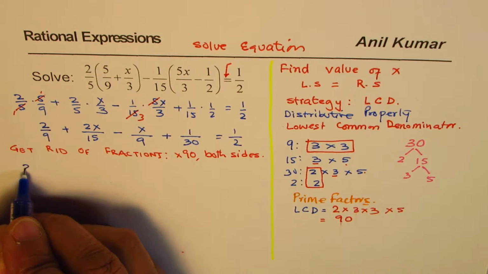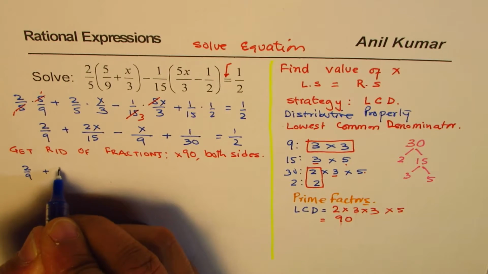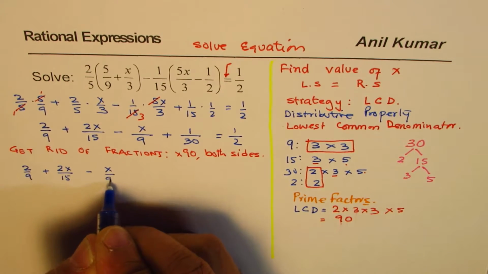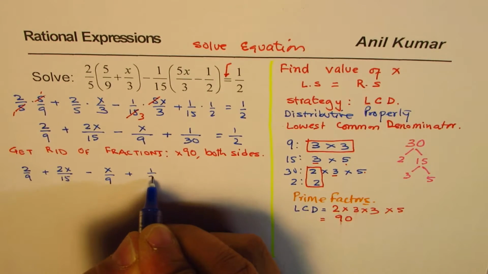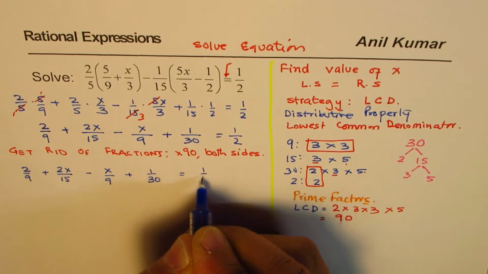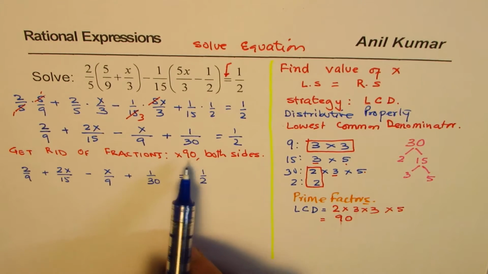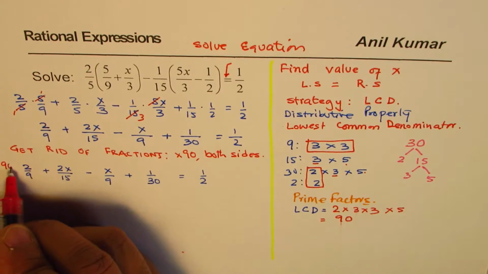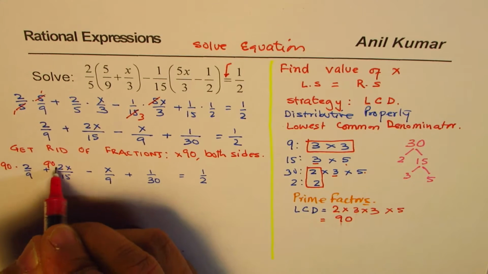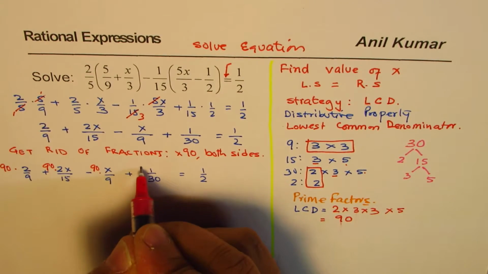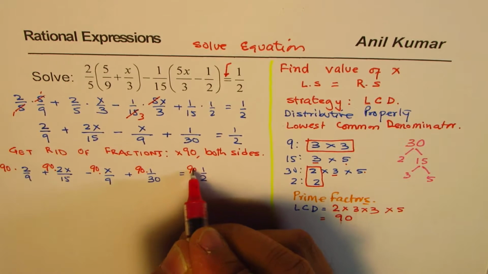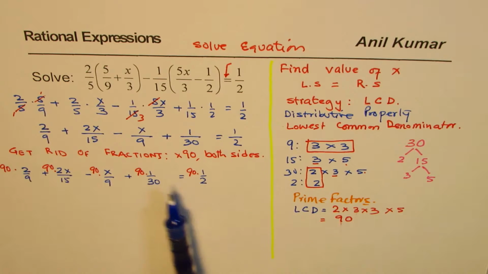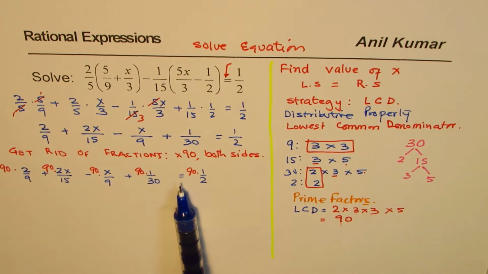So let me show this step. So we have 2 over 9, plus 2x over 15 minus x over 9 plus 1 over 30 equal to half. So when I say get rid of fractions by multiplying by 90 on both sides, it means we multiply each term by 90. 90 times this, 90 times this, 90 times this, 90 times this, and 90 times the next one. Okay. So since we did the same thing on both sides, the equation is maintained, correct?